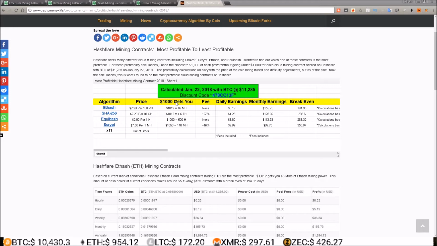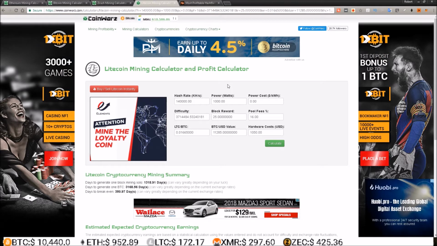So let's jump into the calculations, starting with the least profitable and working our way up to the most. The least profitable is 140 mega hash of Scrypt mining power. Now this one comes with a caveat, because Hashflare's Scrypt contracts now use a multi-coin pool where it switches between the most profitable coin. So these calculations are only for Litecoin. This doesn't take into account Hashflare's Scrypt contracts switching to the most profitable coin.